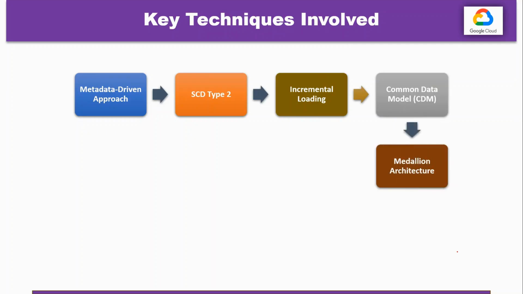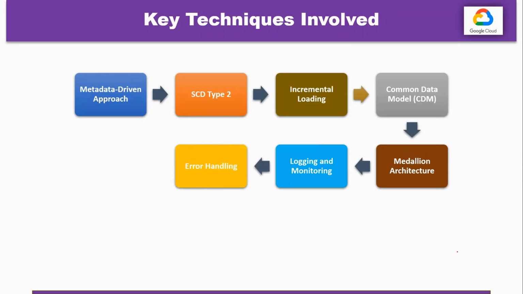And then we are also creating a medallion architecture with bronze, silver, and gold for organizing the data in BigQuery properly. And we are also incorporating logging and monitoring. We are also incorporating error handling. So these are the industry techniques: whenever we create a pipeline and whenever the pipeline is executing, it has to properly log the events. And if any kind of errors are there, they have to be properly handled. So we are incorporating logging and monitoring as well as error handling.